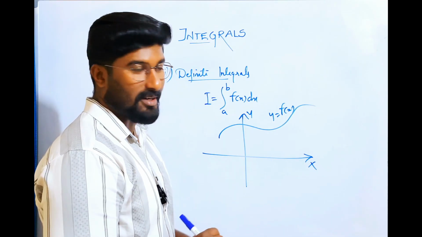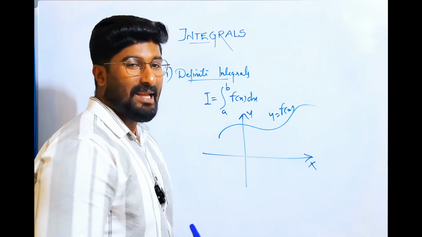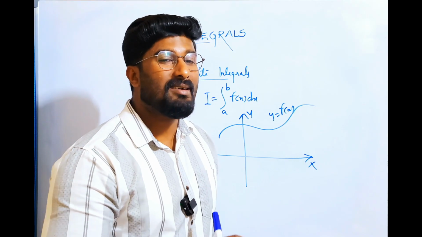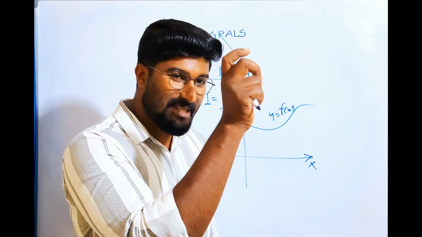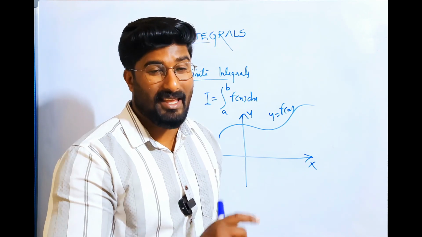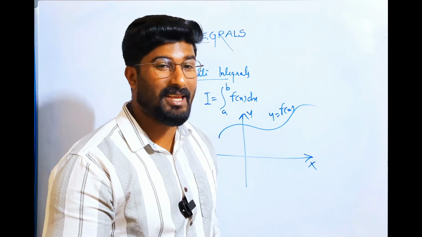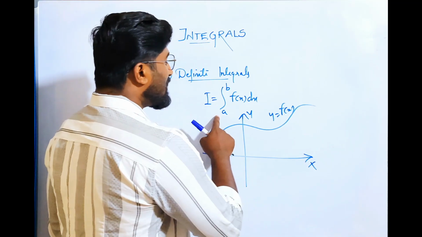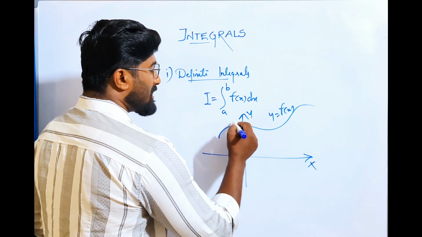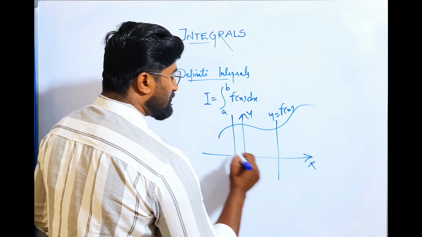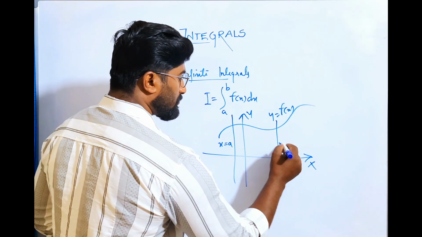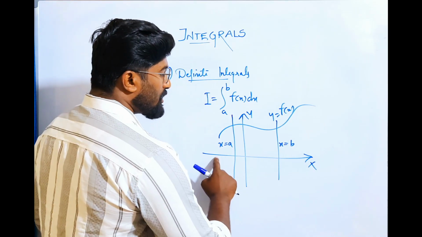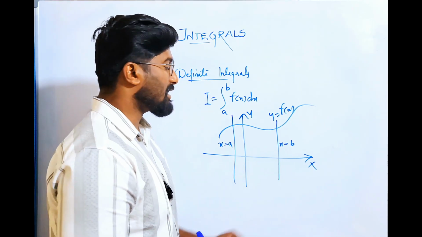This is a graph of the function. So you know that x is equal to a, x is equal to b. Both are lines, a and b are constants. So these are lines which are parallel to the y-axis. If it is y is equal to a, that is a line which is parallel to the x-axis. So x is equal to a and x is equal to b are two lines that are parallel to the y-axis.